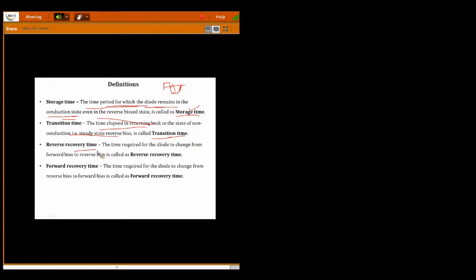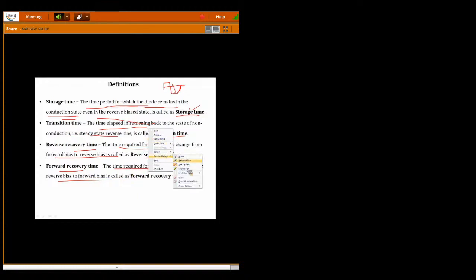Now what is the reverse recovery time? Already I told you the recovery time. The time required for the diode to change from forward to reverse is the reverse recovery time. Already I discussed it in the previous slide. What is the forward recovery time? The time taken for the diode to change from reverse to forward is called the forward recovery time.